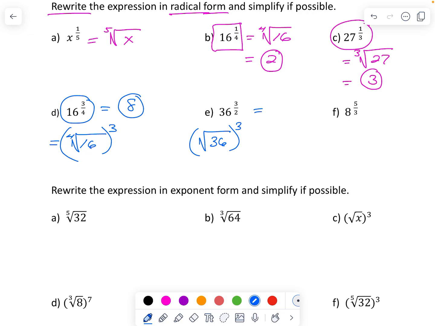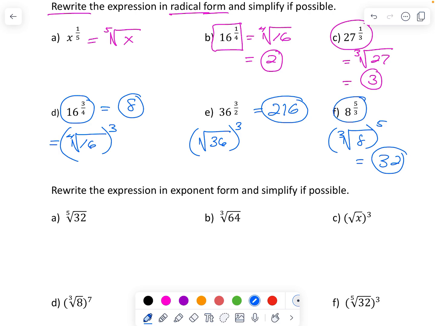I didn't bring my calculator with me. So 36 times 6, 216. So you should get 216 for your answer. Don't mind my chicken scratch, because you can do it all in your calculator, so no worries. Finally, this is the cube root of 8 all to the 5th power. So that is going to equal 32 when you put that in your calculator.